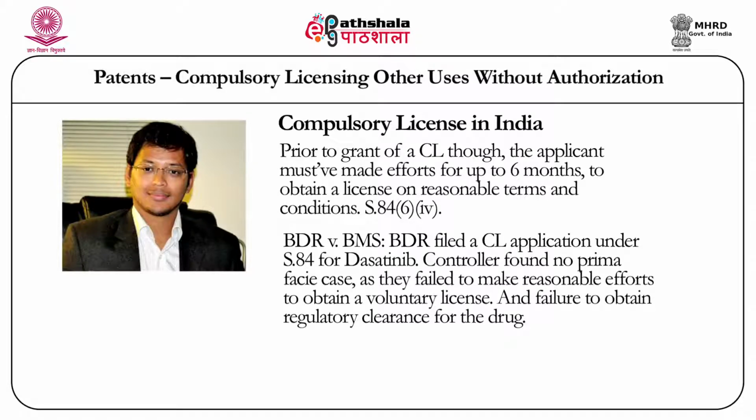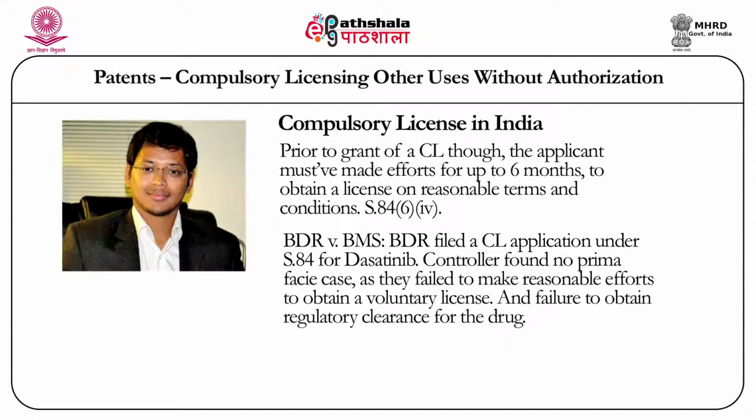Let's look at the first case, BDR versus Bristol-Myers Squibb, BMS for short. In March 2013, BDR filed a compulsory license application under Section 84 of the Act for dasatinib, an anti-cancer drug whose patent was held by BMS. This was only the second compulsory license application to be considered under the section till then. BDR first sent a letter seeking a voluntary license on 2nd February 2012, and BMS responded to this on 13th March 2012. In their response, BMS set forth a list of questions regarding whether BDR would be able to work the patent. However, BDR did not send a reply to this and directly filed a compulsory license application the next year.